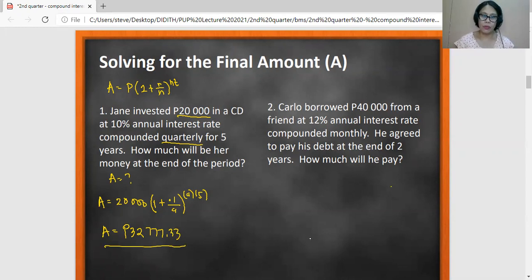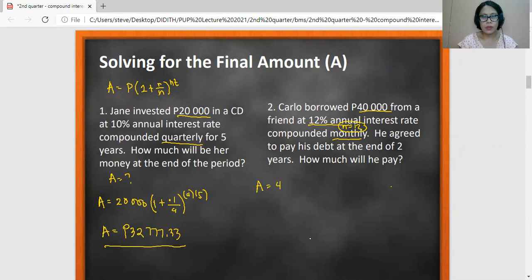Same problem, we are asked to solve for the final amount with the principal amount here equal to 40,000 and the annual interest rate is 12% and it's compounded monthly. So since we have 12 months in a year, the compounding period is 12. So n equals 12. Now he agreed to pay his debt at the end of 2 years. So how much will he pay? So how much will be paid at the end of the period? So this is solving for A.